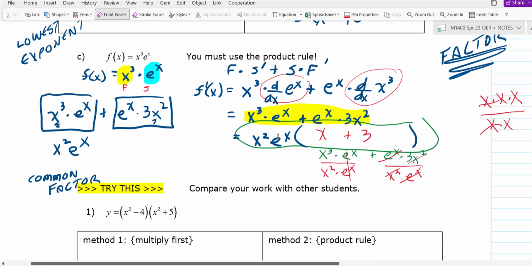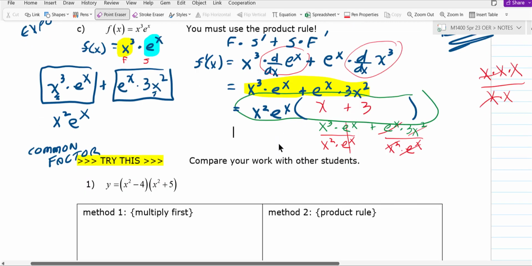All right, and try that approach too. Once you figure out the common factor, just divide the previous step by the common factor, and that'll tell you what's left over. Okay, I think that helps a lot of students quite a bit to do it that way.